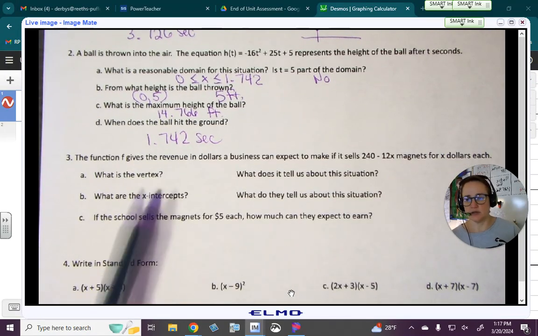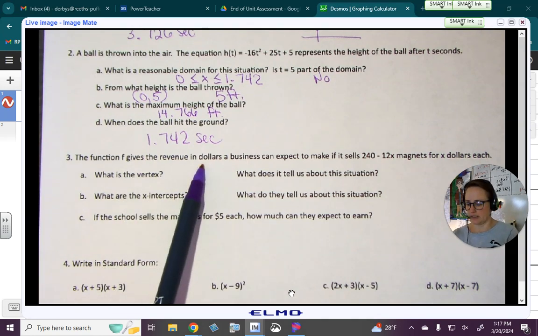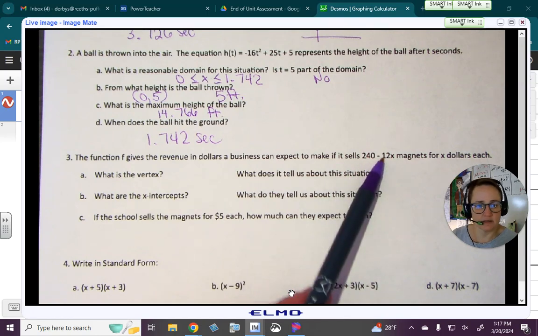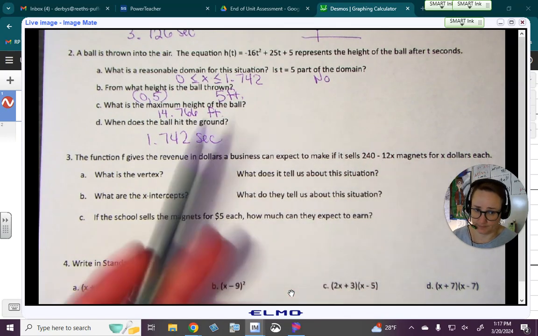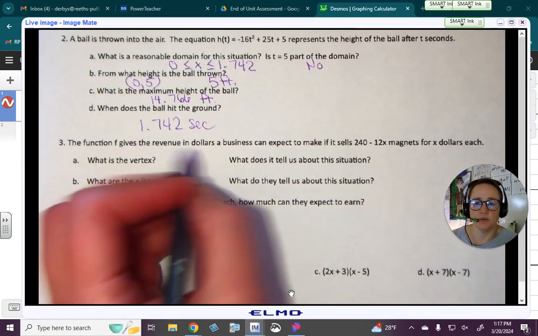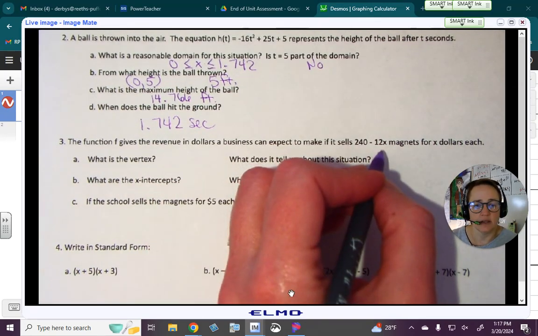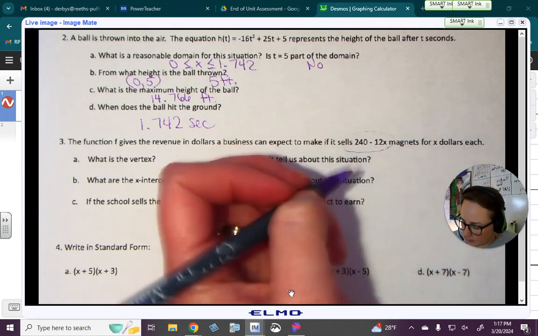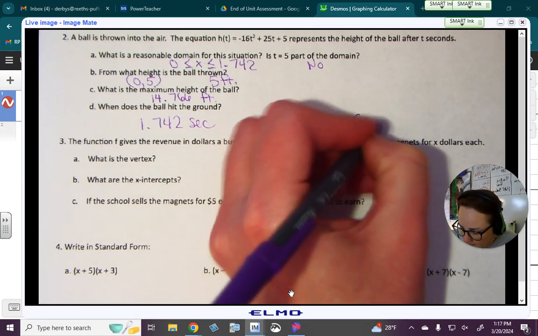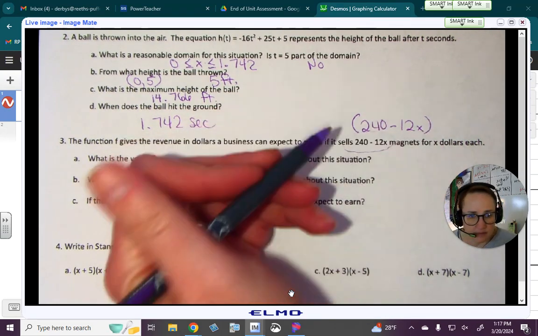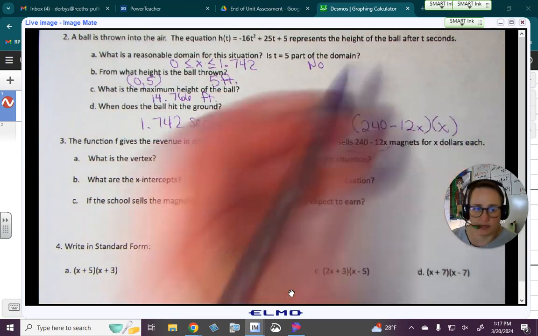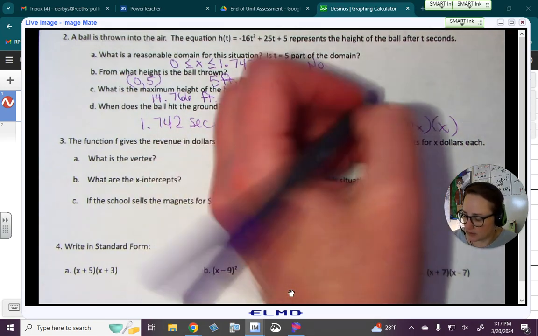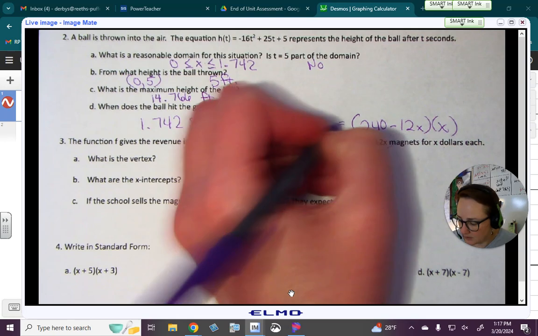And we have our last one here. The function F gives the revenue in dollars that a business can expect to make if it sells this many magnets for this many dollars each. So it's good, first of all, to know how we find if it makes this many, and I multiply that by the number of dollars each, selling this many times this much money for each one is going to give me the equation for revenue. Okay, so this is important to remember now, that this is going to give us revenue.